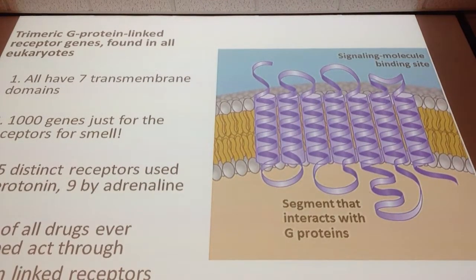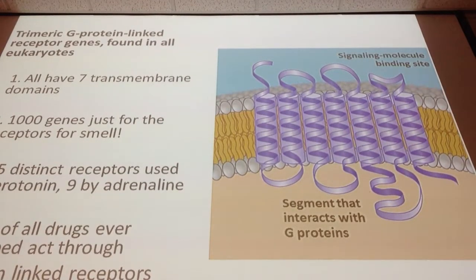An interesting thing about G protein linked receptors is that if you look at all of the legal pharmaceutical drugs, those of you who want to go into the pharmaceutical area, more than half of these drugs target G protein linked receptors. That's how prevalent and how important G protein linked receptors are. Okay, so that's why we're talking about them.